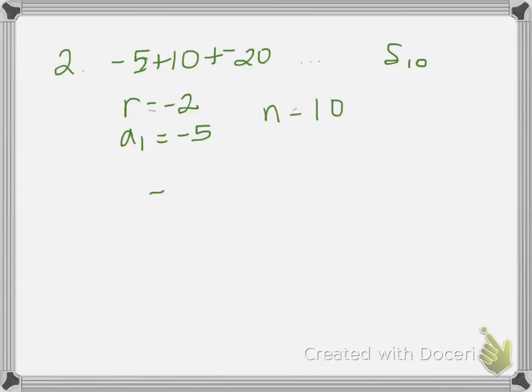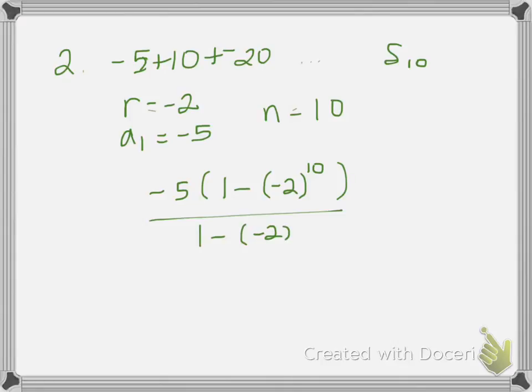So now I use my formula A1 times 1 minus R to the N over 1 minus R. Here's where it's important to put that R in parentheses, and in parentheses on the bottom. If you put it in the calculator with lots of parentheses, there does need to be parentheses around the whole entire bottom. And I get 1705.